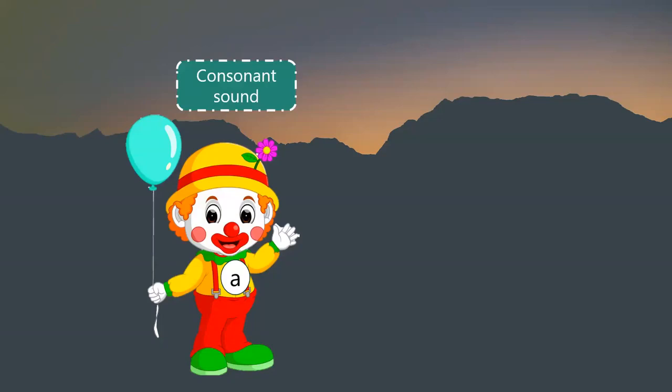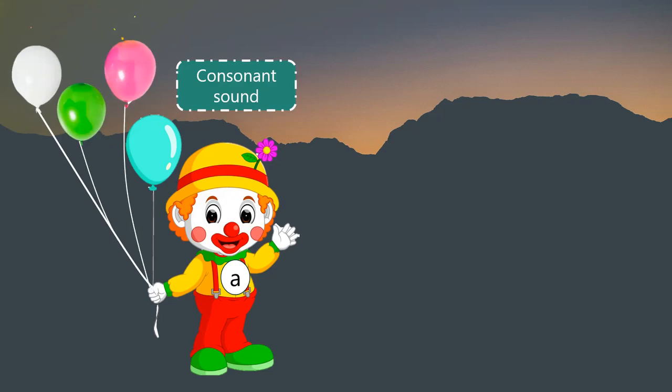It starts with a vowel sound. Consonant sound, they all are called consonant sounds. So let's see this one. Okay, so what is it?